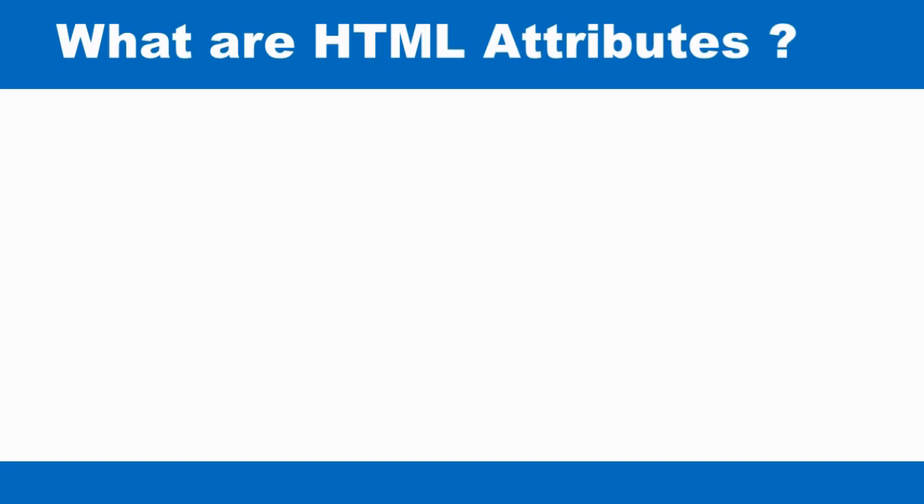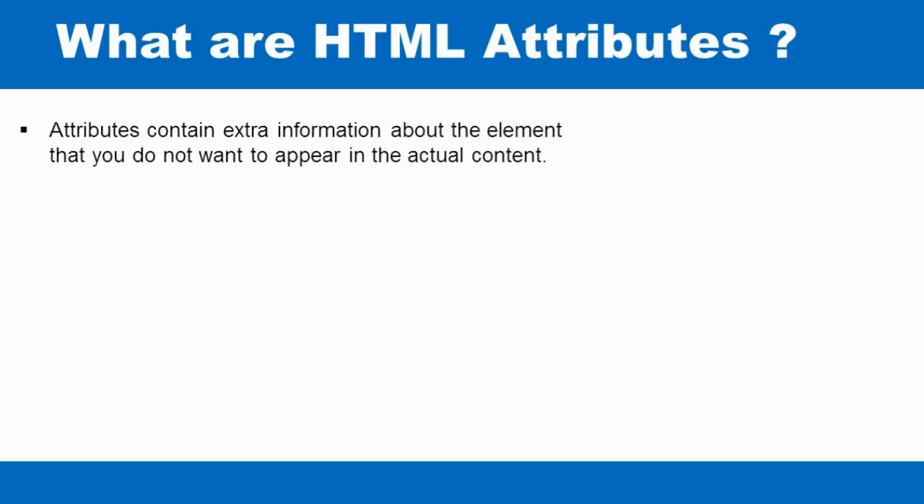What are HTML attributes? Attributes basically are used to provide additional information about an element. So they contain extra information about the element that you do not want to appear in the actual content. All HTML elements can have attributes.